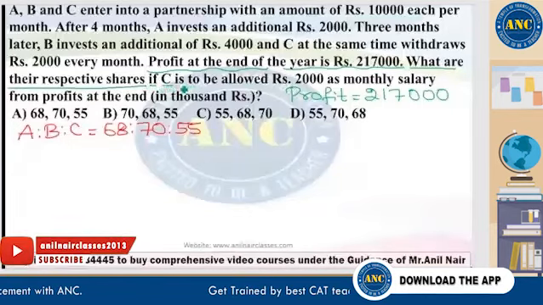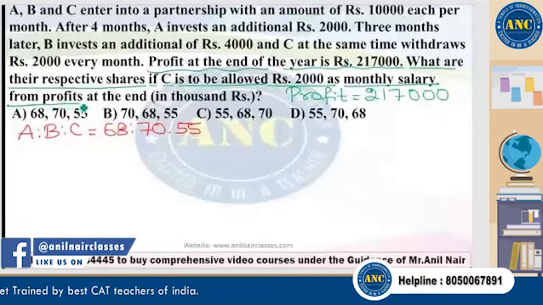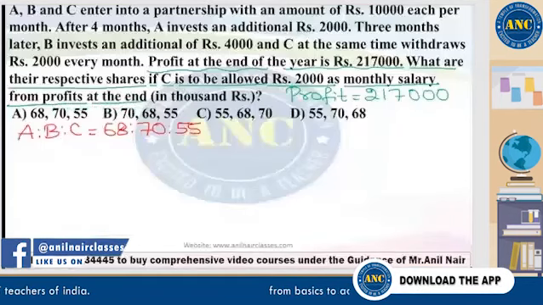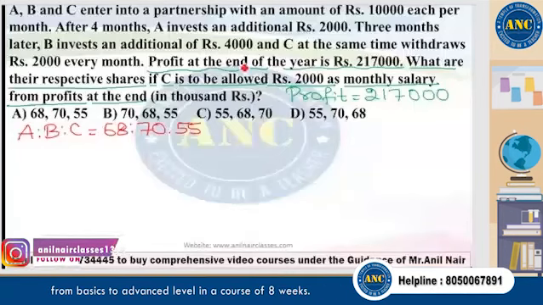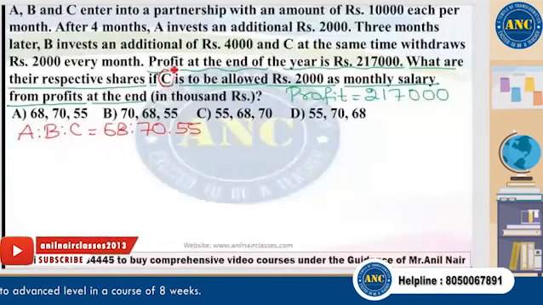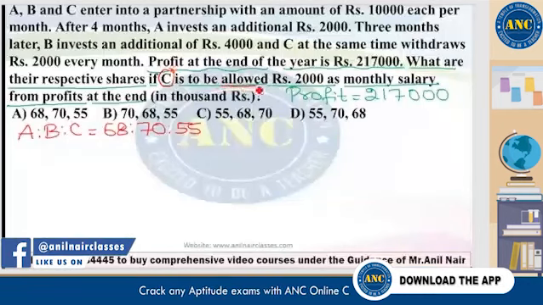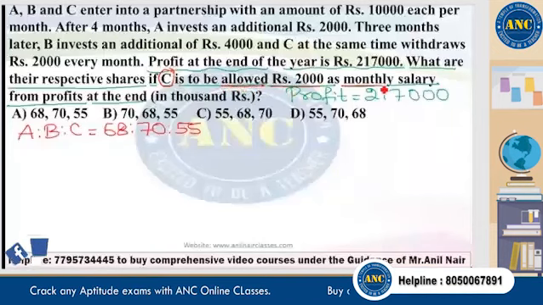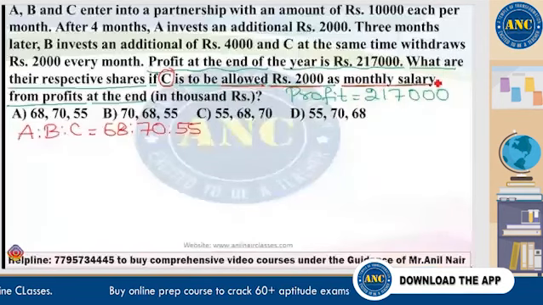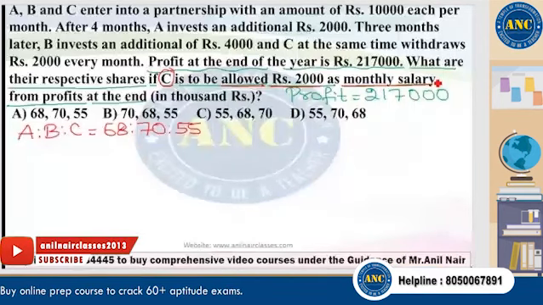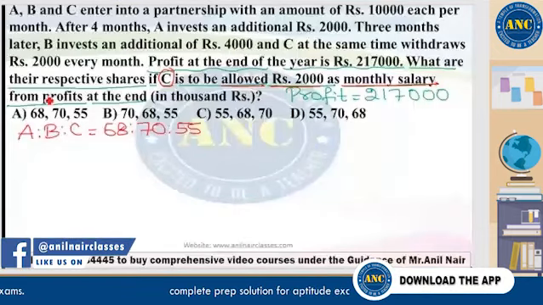If C is to be allowed rupees 2,000 as monthly salary from profits at the end, that means the question is, what are their respective shares if there is a person called C? C is having some special advantage. What is that special advantage for C? He is allowed to take 2,000 rupees as monthly salary. That means every month C will be gifted 2,000 rupees extra. From where will he be gifted? From the profits he will be gifted at the end.